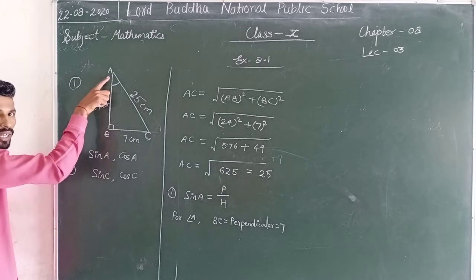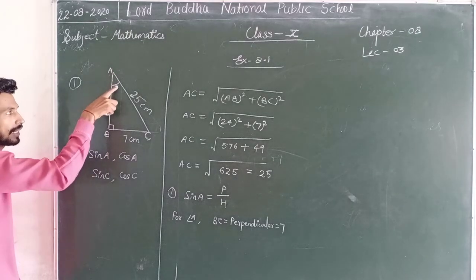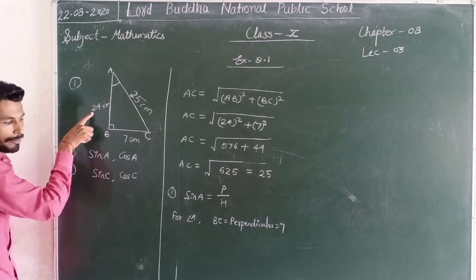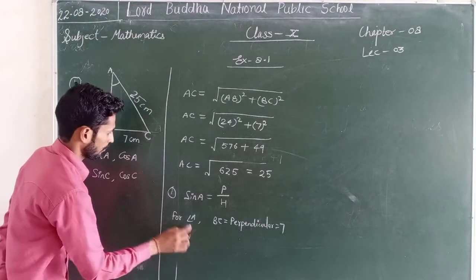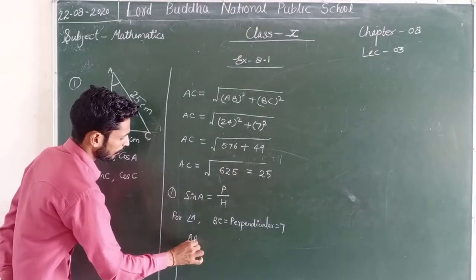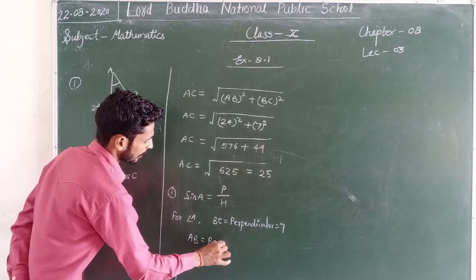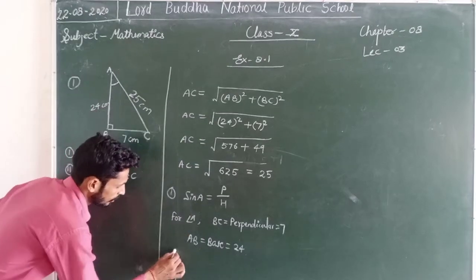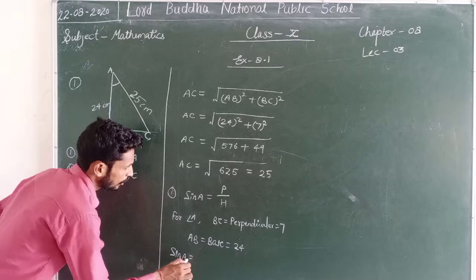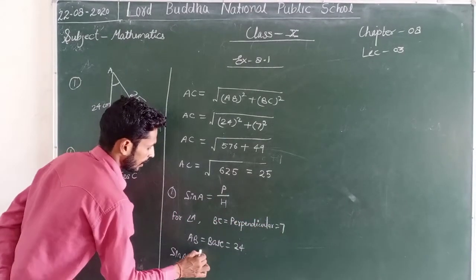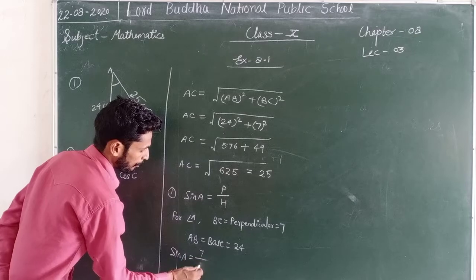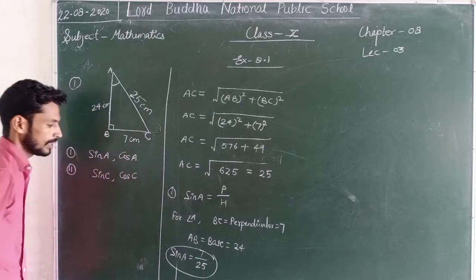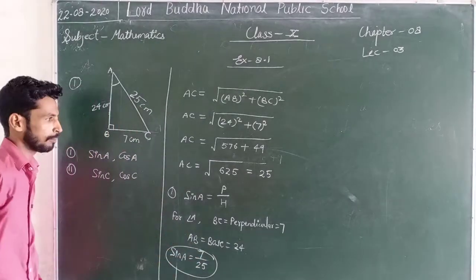For angle A, BC will be the perpendicular and AB will be the base. So BC is the perpendicular and AB equals the base. And what is the value of base? 24 centimeter. So sin A is equal to the value of perpendicular, 7, upon the value of hypotenuse, 25. So the value is 7 upon 25.